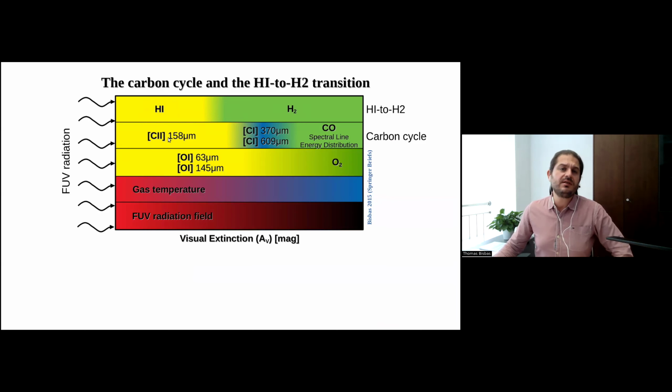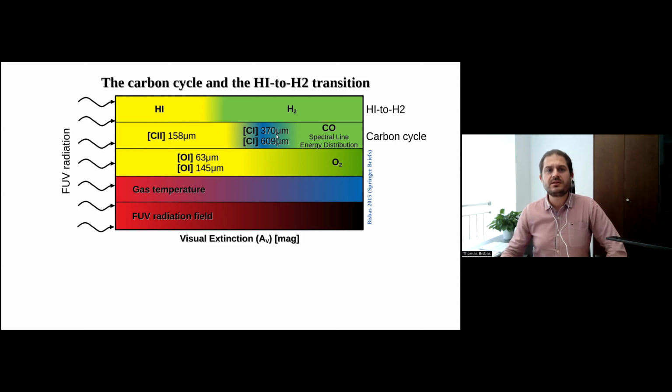And as the photons extinguish, we also have the transition from C+, the ionized carbon, to atomic carbon to CO. Then we have the oxygen, and far inside at very high column densities, we have the gas phase formation of molecular oxygen. And of course, the gas temperature drops from warm to cold as the photons extinguish further and further in. So the C+ to C1 to CO, this is actually the carbon cycle that I'm talking about.